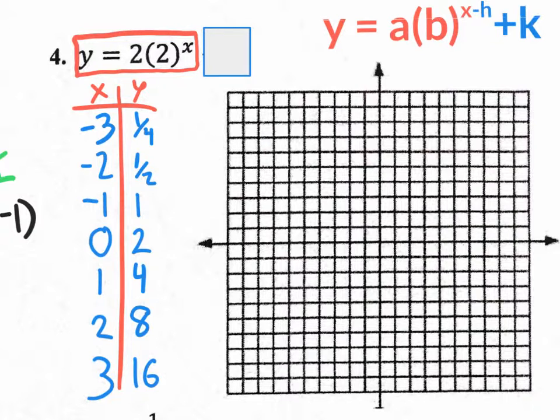Let me just graph what I have right here, and these are the parent graph coordinates. Let's start with 0, 2. If you have different colored pens, right now is the time to take them out and use them. 0, 2 is right here. 1, 4 is right here. 2, 8 is up here.